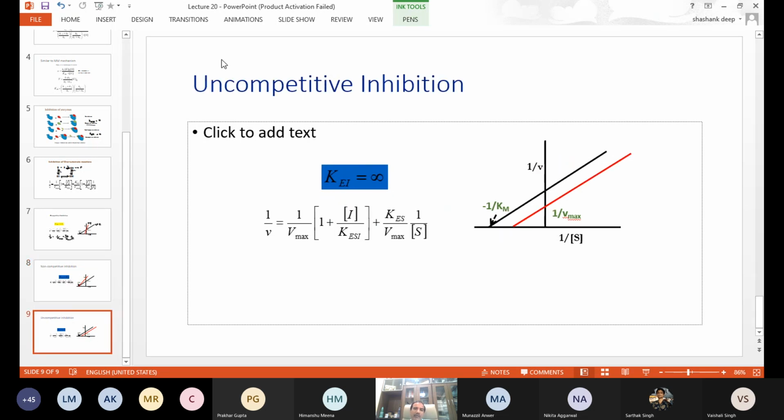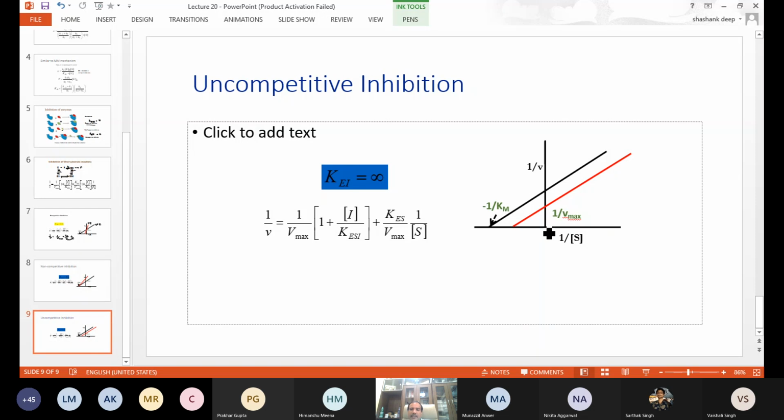And now the last one is this case, uncompetitive inhibition. In that case, KEI is equal to infinity. And when KEI is infinity, the intercept will change, but the slope will not change if I plot 1/V versus 1/S. You can see here this is a kind of parallel, but now you see that the intercept is changing.